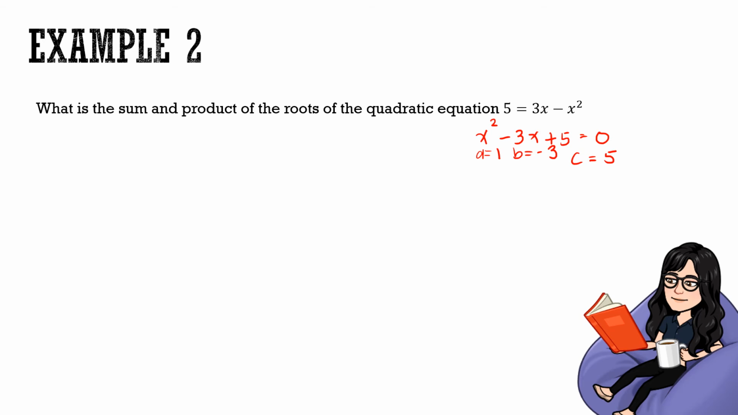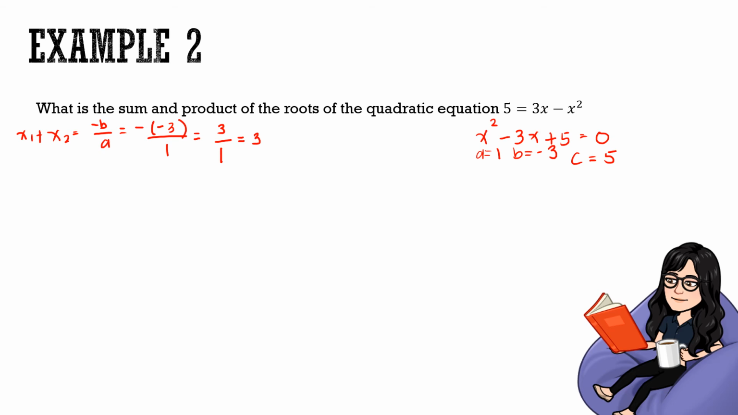Let's solve first for the sum of the roots of the quadratic equation. So our formula again is x sub 1 plus x sub 2 is equal to negative b all over a. Substitute the given values. So we have negative times negative 3 all over 1. Multiplying a negative by a negative will give us a positive number. Therefore, this will become positive 3 all over 1. Simplifying 3 over 1 will give us a quotient of 3.